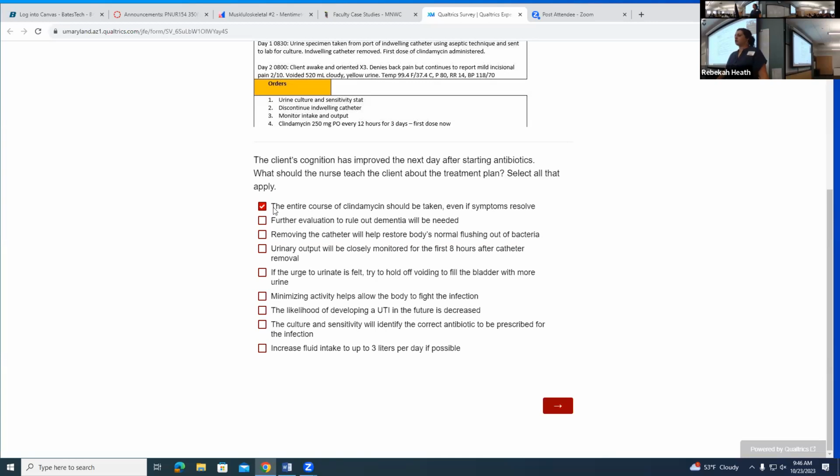Further evaluation to rule out dementia will be needed. No, her confusion's already cleared, so she doesn't need any of that. Removing the catheter will help restore body's normal flushing out of bacteria. Yeah, right. We took out that catheter, so now she can fully empty. Sometimes people with catheters in, they're not going to fully be able to empty the bladder because of how positioning and things are, where that tube's opening into the bladder. And sometimes you can have some residual urine even in there. And so if you have a UTI, it can just grow even more.